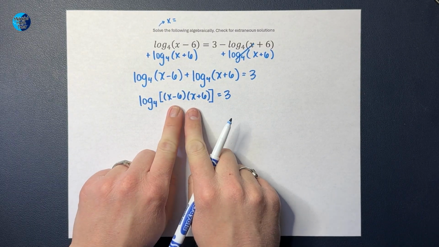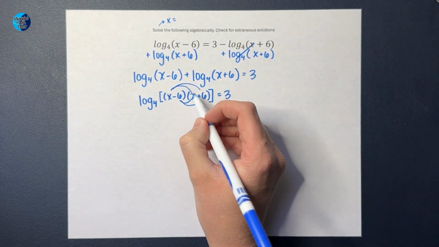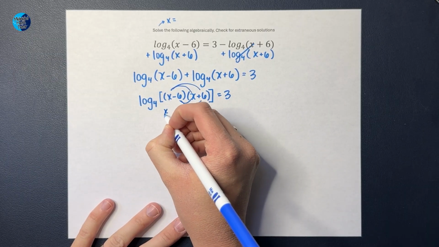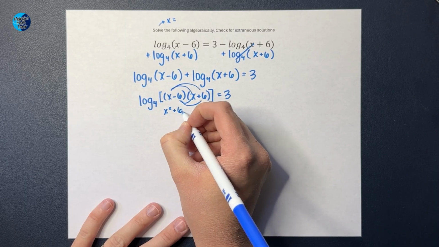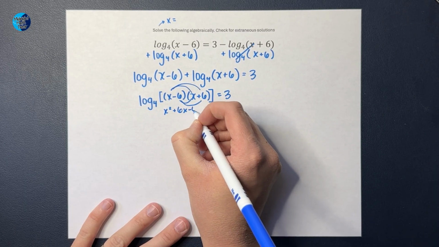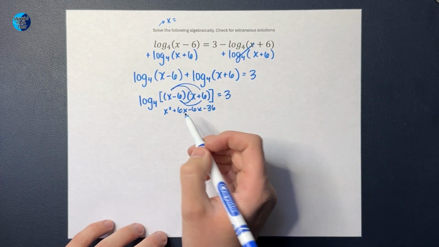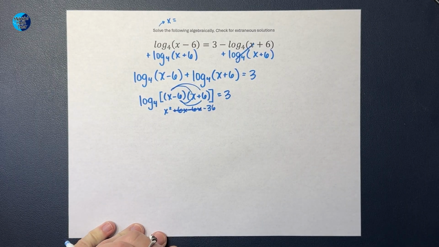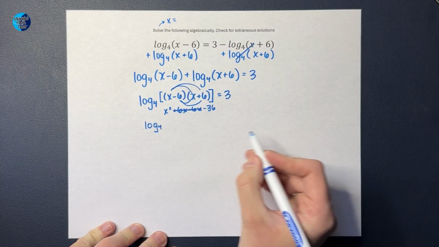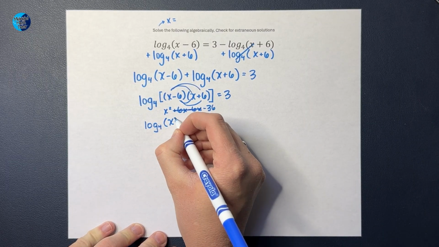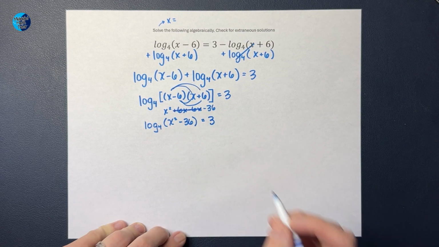All right, now I'm going to multiply this out. So x times x gives me x squared. x times 6 gives me 6x. Negative 6 times x gives me negative 6x. Negative 6 times 6 gives me negative 36. And then those will end up canceling, right? So I'm going to have log base 4 of x squared minus 36. And that is equal to 3.